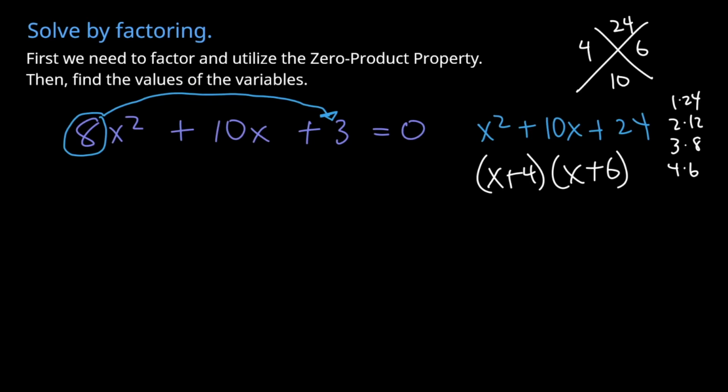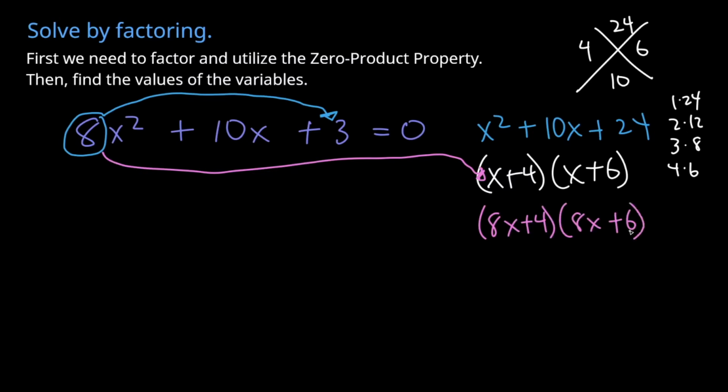Now that we've done that part, we want to put this 8 back in front of these x's. So we get 8x plus 4, 8x plus 6. Now at this stage, we want to factor out any common numbers in here, because that's just part of this weird trick. So we want to factor out these numbers if we can.